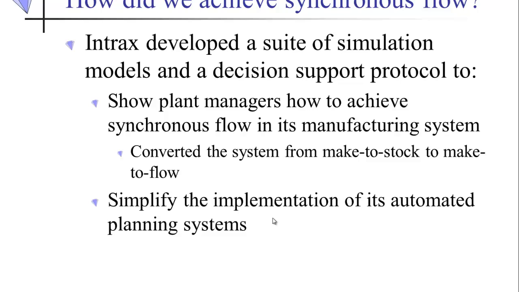We had to simplify the implementation of its automated planning systems. As you recall, all that buffer inventory and inefficiencies would have made the planning not any better, but that's okay. The technology was faster, so they would do the wrong thing faster. That was basically the bottom line. So we had to simplify this planning system. We had to make sure that it was linked into the manufacturing system at key points, key constraints.